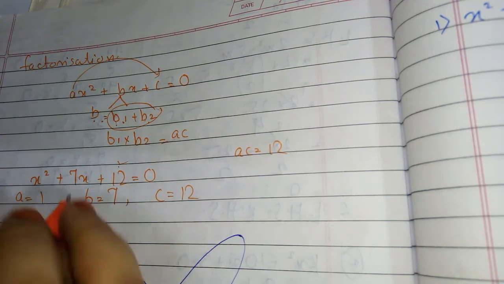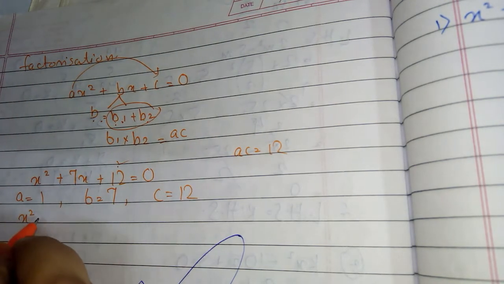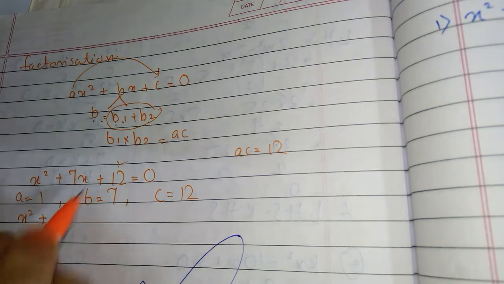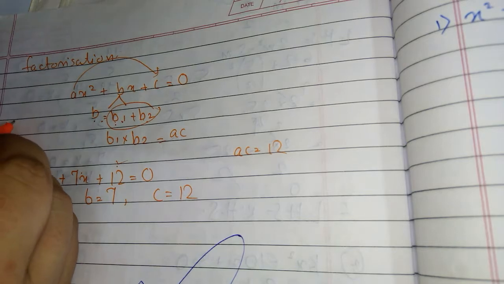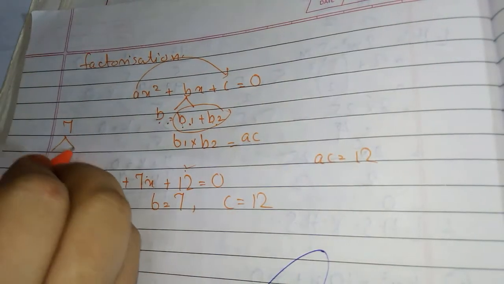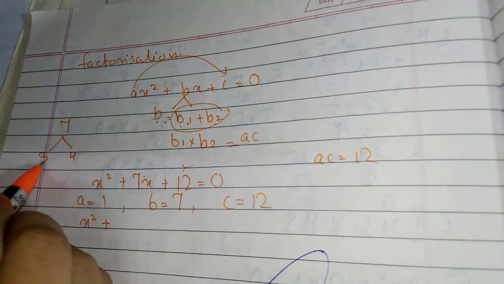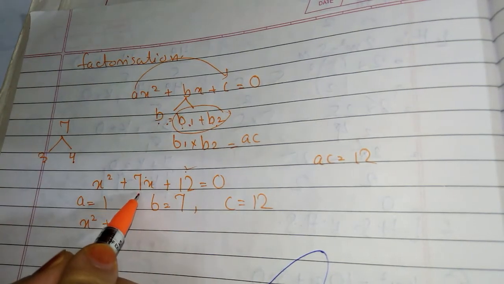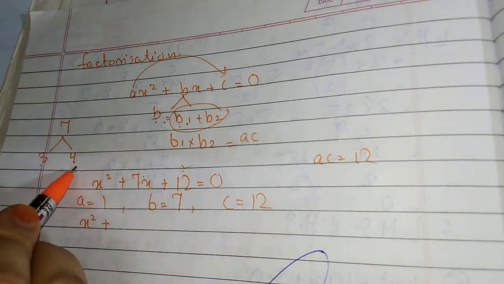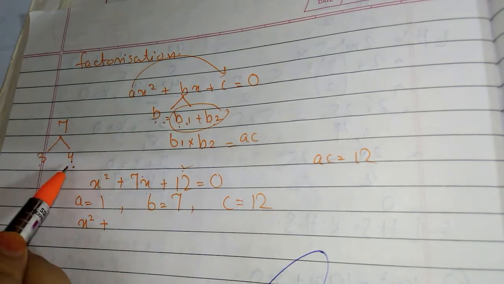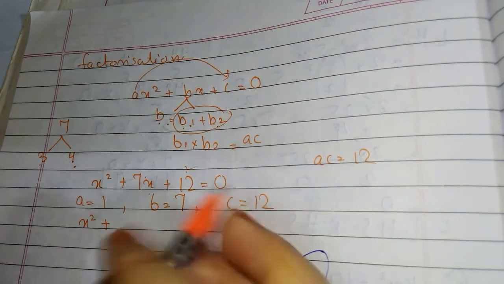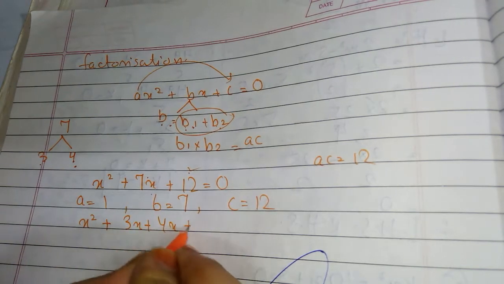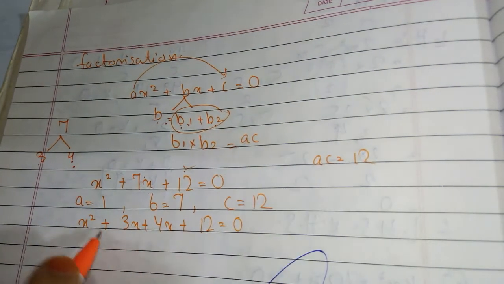We will split 7 into 3 and 4. 3 multiplied by 4 is 12, and 3 plus 4 is 7. That means b1 plus b2 is equal to 7 and b1 multiplied by b2 is equal to 12. So here we will write x square plus 3x plus 4x plus 12 is equal to 0.